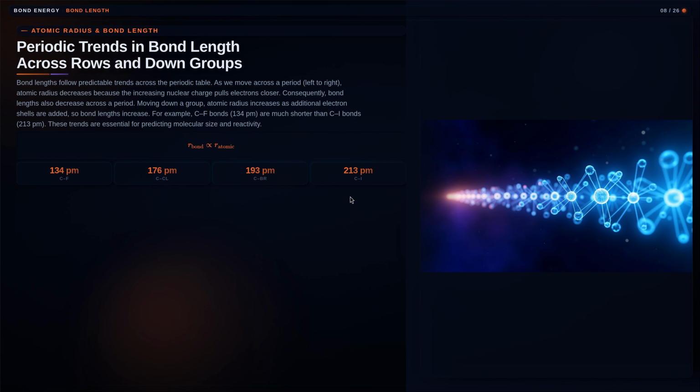As we move across a period from left to right, atomic radius decreases because the increasing nuclear charge pulls electrons closer, and bond lengths also decrease. Moving down a group, atomic radius increases as additional electron shells are added, so bond lengths increase. For example, carbon-fluorine bonds are much shorter than carbon-iodine bonds. These trends are essential for predicting molecular size and reactivity.